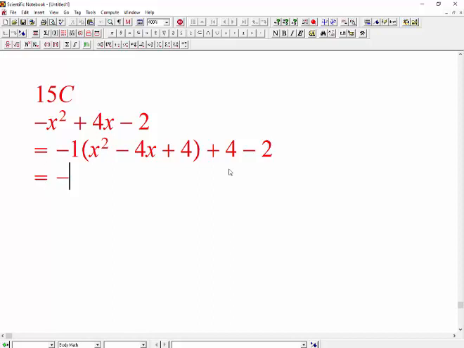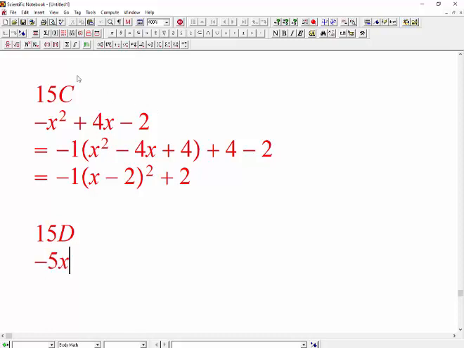All right. So it'll be -1 times (x minus 2) squared plus 4 minus 2, which will give you +2. There's one more. Is there one more or is that the last one? There's one more. All right. Go ahead. Tell me what the last one is.